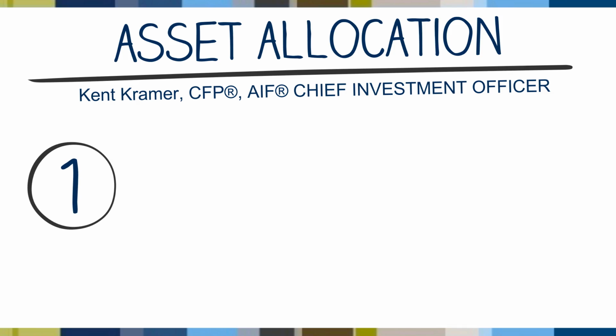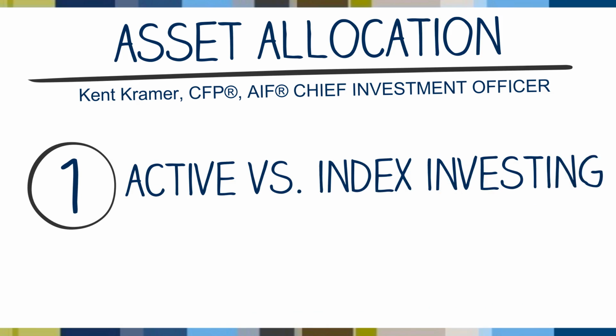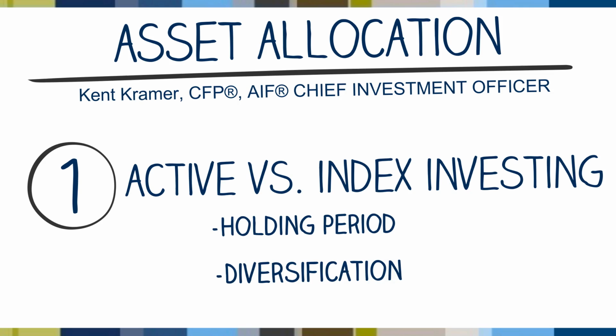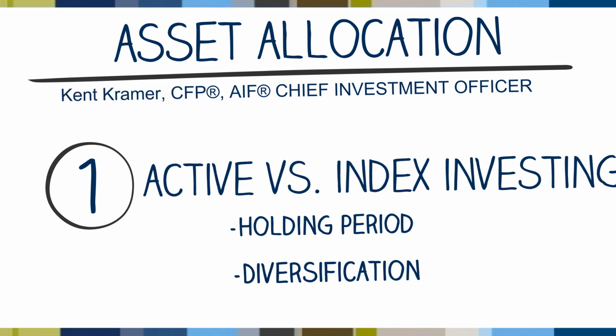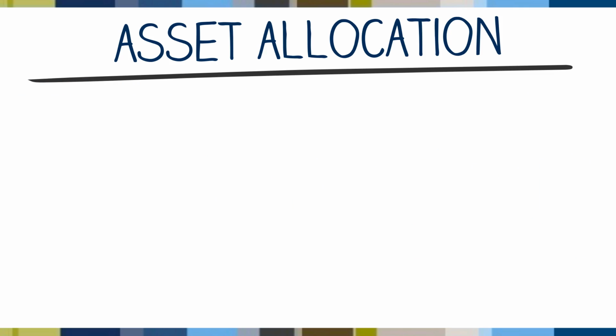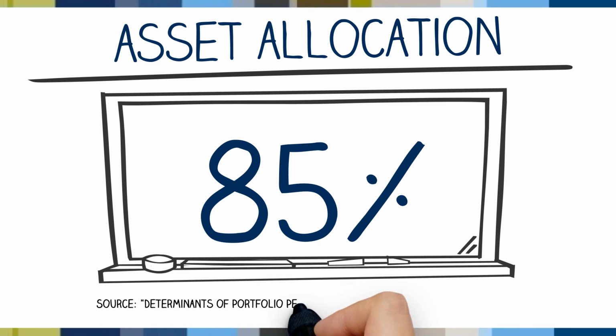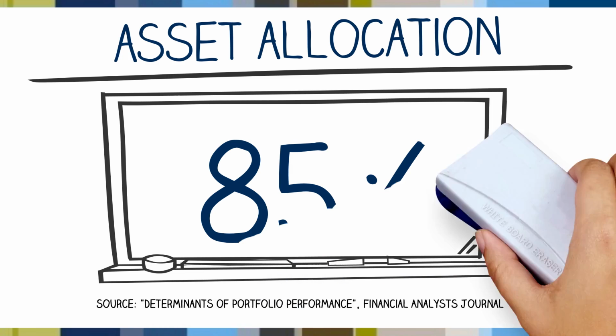In the first episode of our series about active and index investing, we highlighted two dimensions of these approaches to portfolio management: holding period and diversification. While these two dimensions are important, what turns out to be far more important in explaining the risk and return experienced by investors is their asset allocation. One famous study found that over 85% of the differences in risk and return between investors was explained by their asset allocation. So what is asset allocation?